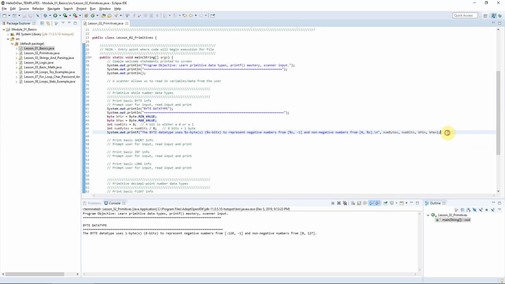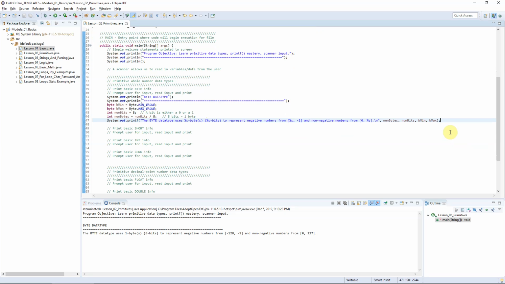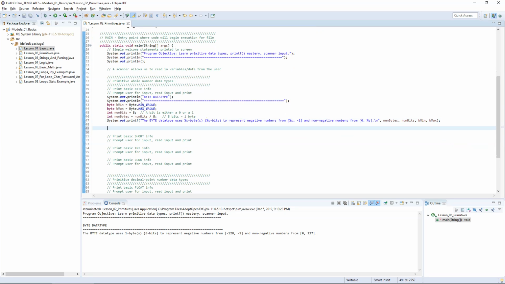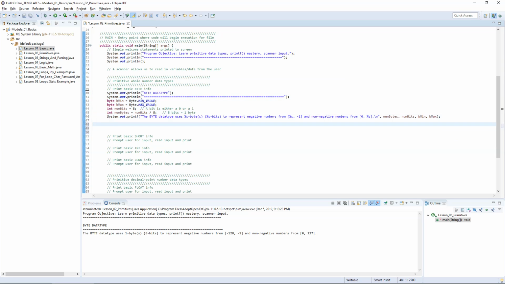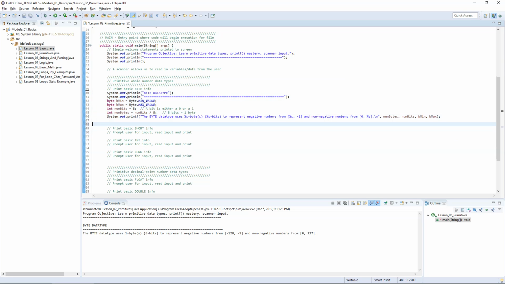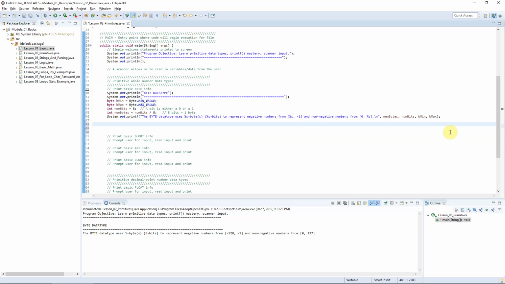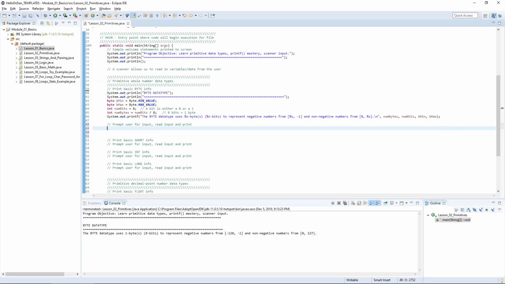Now the next thing I want to do is read in a byte data type from the user. So I'm going to move this prompt user for input, read input section, which should be down here. I'm going to press Control X to cut that. Control D in Eclipse will delete an entire line at a time, so it's a nice little shortcut. I'm going to paste this down here. So, prompt user for the input. I'm going to go ahead and ask the user.